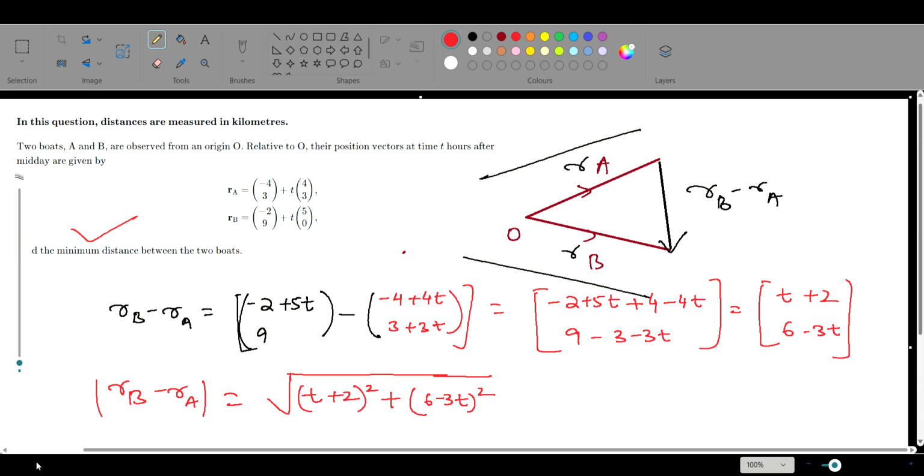Drawing it on the graph: bracket x plus 2 bracket whole squared, plus bracket 6 minus 3x bracket close, whole squared. Okay, at this time we are getting the right one.